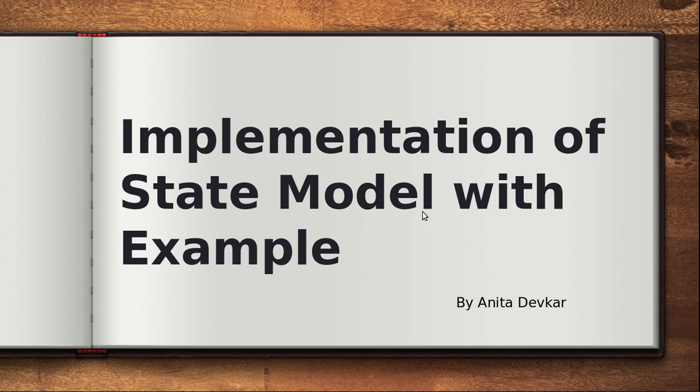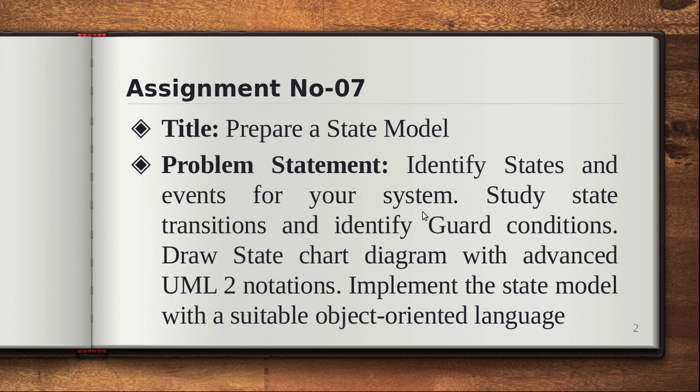We are going to see the implementation of a state model with an example. This particular video is for CL-VIII assignment number 7. The title of this assignment is Prepare State Model, and the problem statement is: identify the states and events for your system, study the state transitions and identify the guard conditions, draw the state chart diagram with advanced UML 2.0 notations, and implement the state model with a suitable object oriented language.